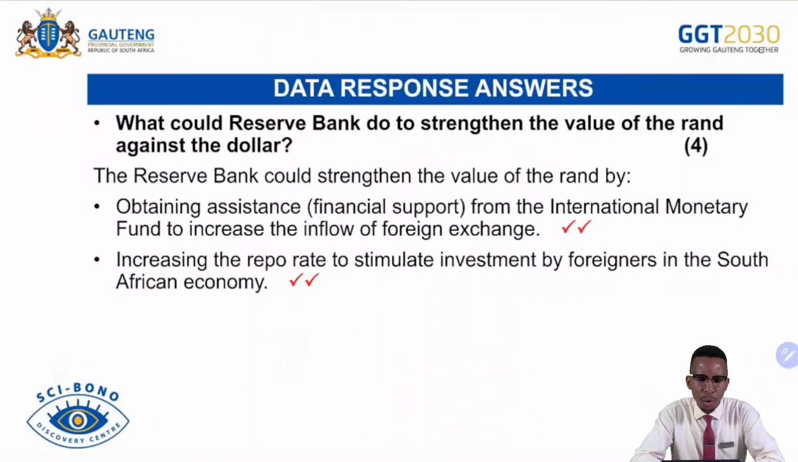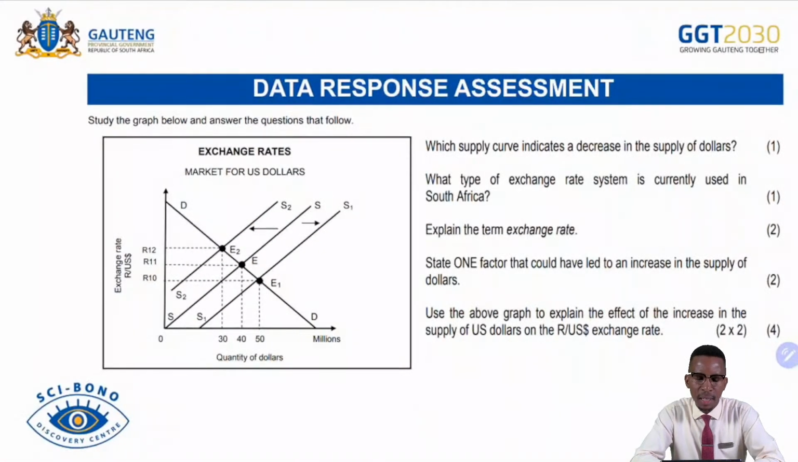What else could the Reserve Bank do? It could continue obtaining financial support from the International Monetary Fund to increase the inflow of foreign exchange, and increase the repo rate to stimulate investment by foreigners in the South African economy. Next, a second data response on the graph.